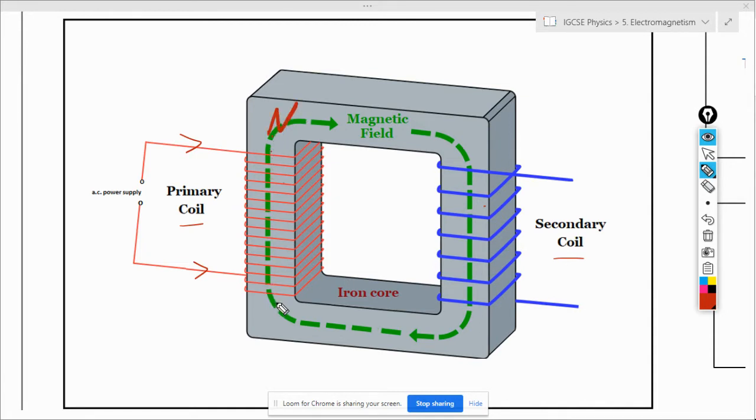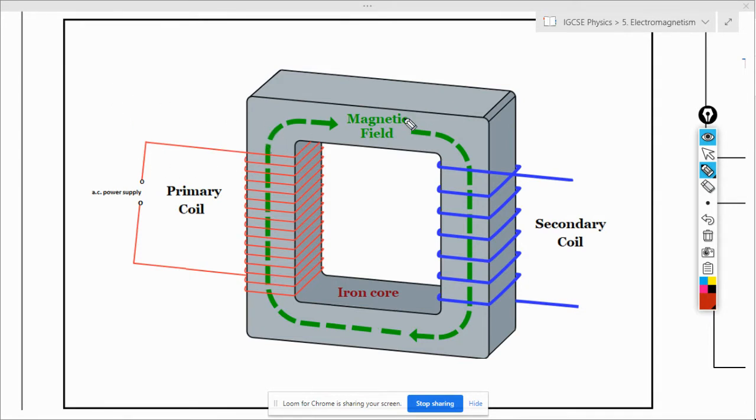There would be a north pole at the top and then a south pole at the bottom. But since this is an AC power supply, in the next instant the current would be going the other way, which means all of a sudden there'd be a south at the top and a north at the bottom. Then 1/60th of a second later, that would switch again, and it just keeps on switching back and forth, constantly. So remember that a coil of wire, when it has a current going through it, has a magnetic field pattern just like a bar magnet would.